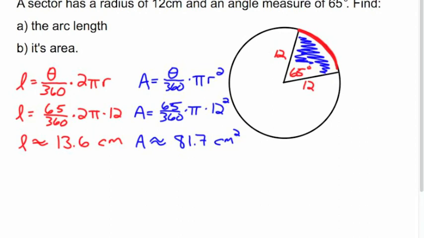Based on the types of problems you're given, you might have to break up shapes and all that other kind of good stuff that we've done in the past. But that's how areas and arc lengths of sectors work out.